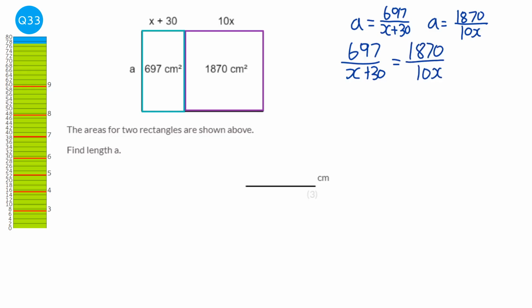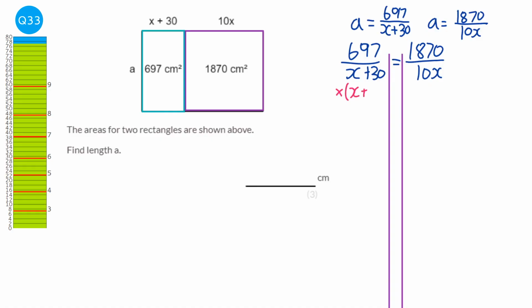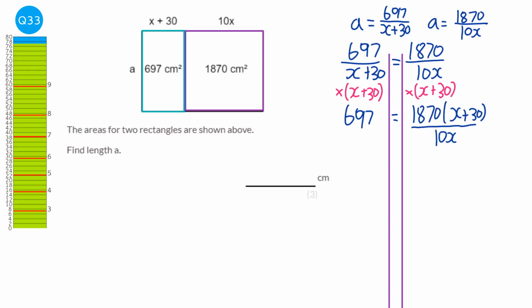So the first thing I'm going to do is I'm going to put my lines in because we are looking to solve. This is probably going to take a while. And I'm going to times both sides by the x plus 30. So I can get rid of the denominator on the left hand side. And so this will just be 697 on the left hand side because that gets rid of the denominator. And it will be 1870 times x plus 30, and then all of that over 10x. Same thing again, but I'm going to get rid of the denominator on the right hand side, so I'm going to times both sides by 10x.